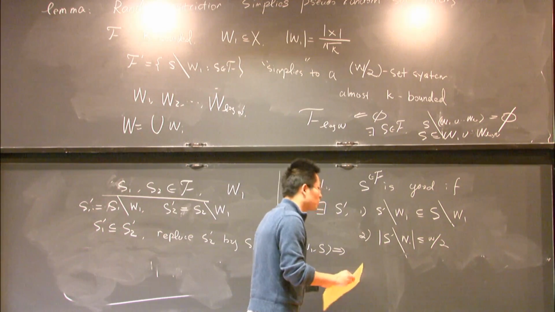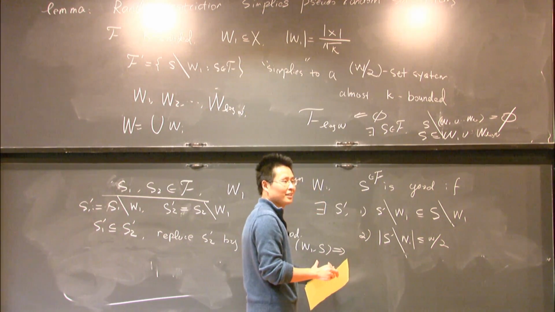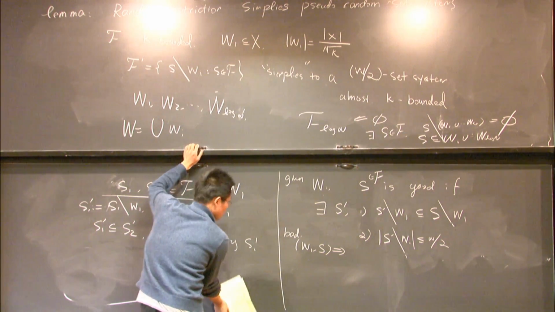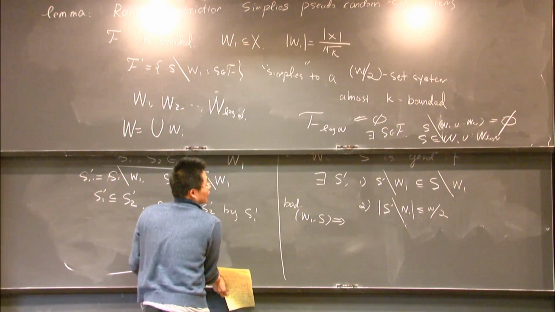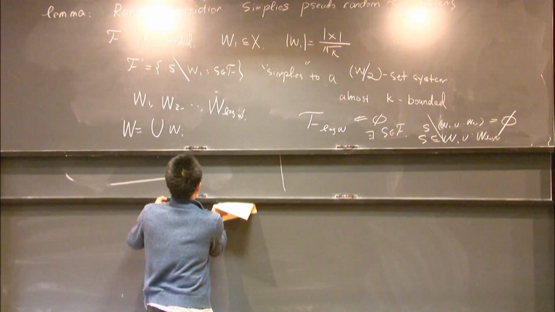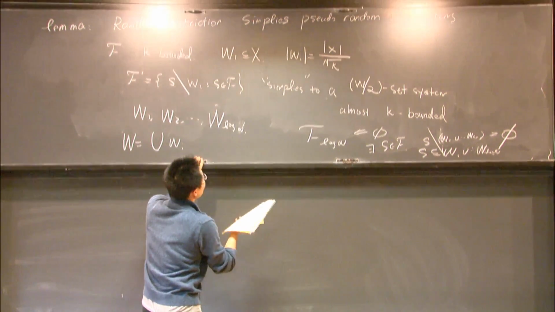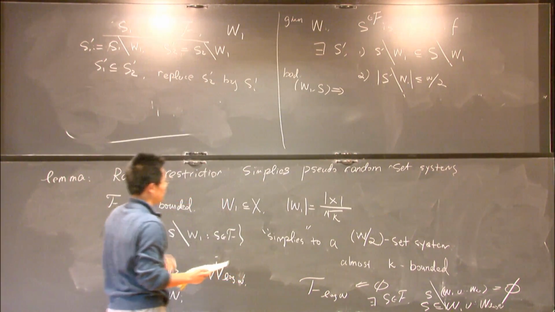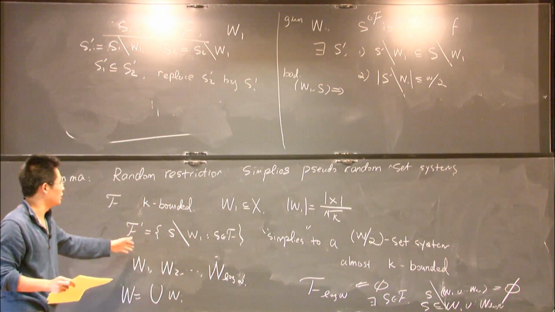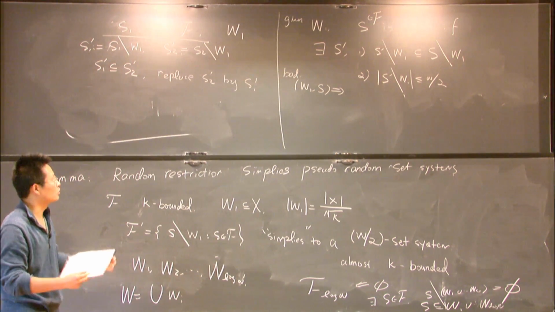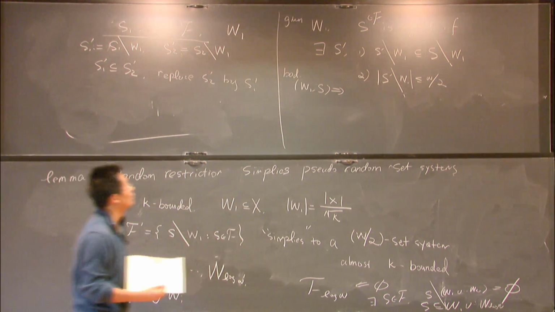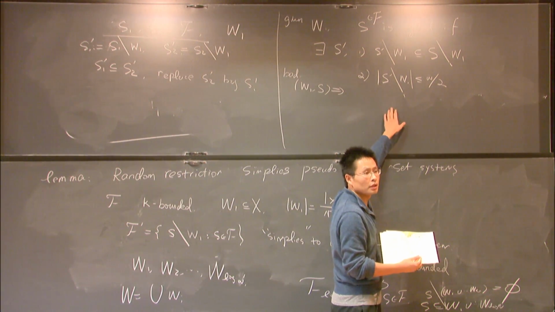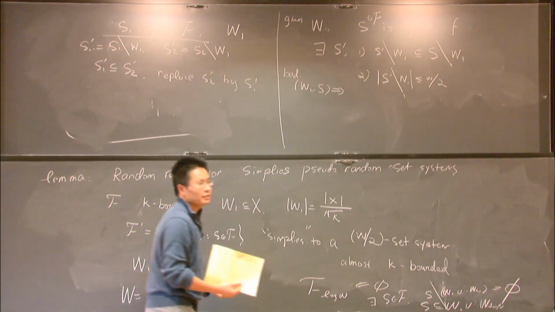So how could we show that? We're going to encode the bad pairs. Now we want to show the thing. Now it is clear how we simplify this set system. For the good S's, we replace the difference S minus W1 by S prime minus W1. For the bad things, we just throw them out.